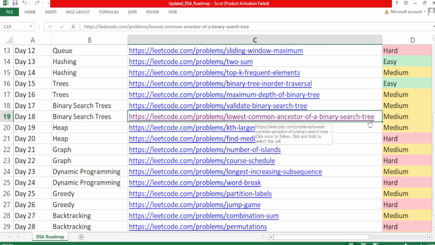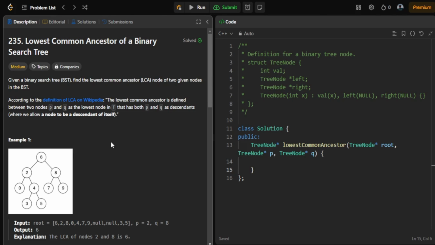Now, without wasting much time, let's see our question on LeetCode. So here we are on LeetCode. Let's read our question. So the question says, given a binary search tree or BST, find the lowest common ancestor LCA node of the two given nodes in the binary search tree.